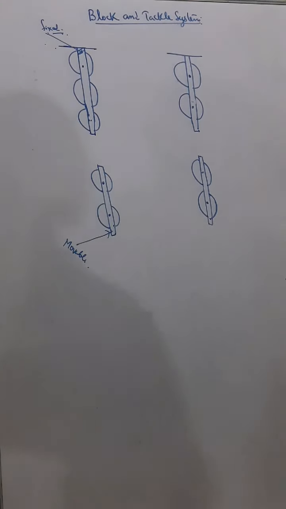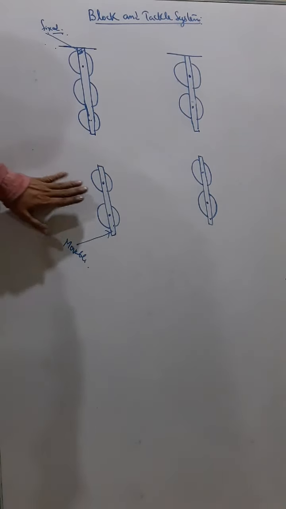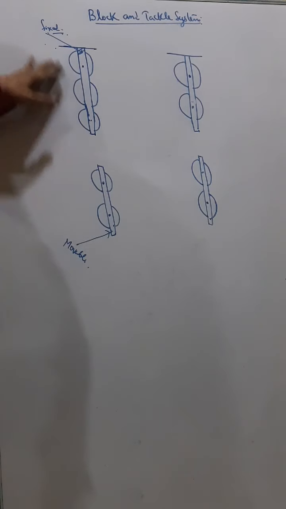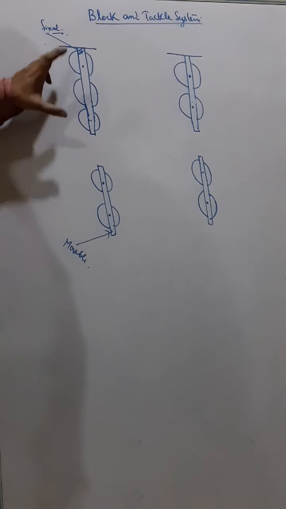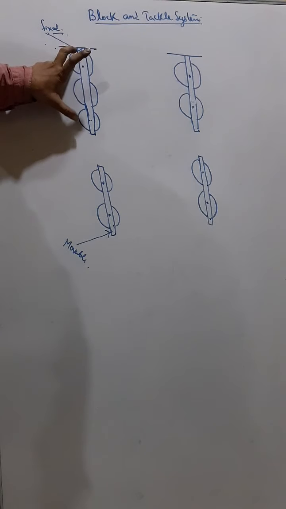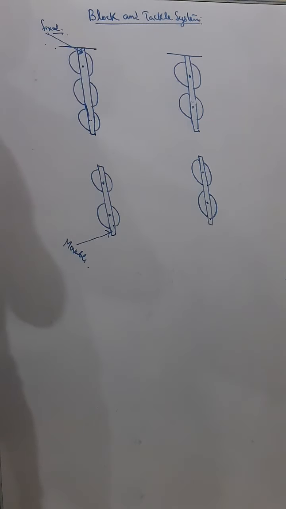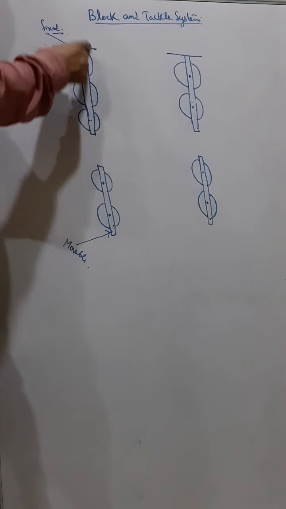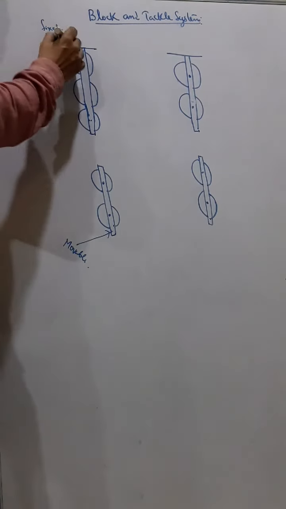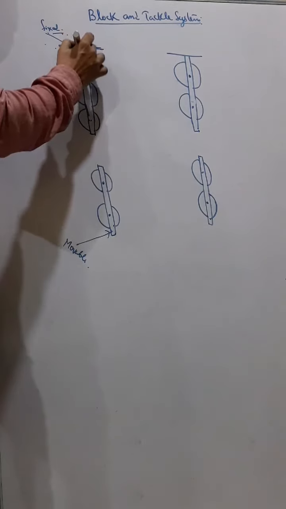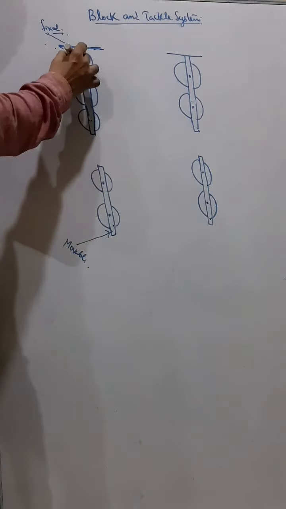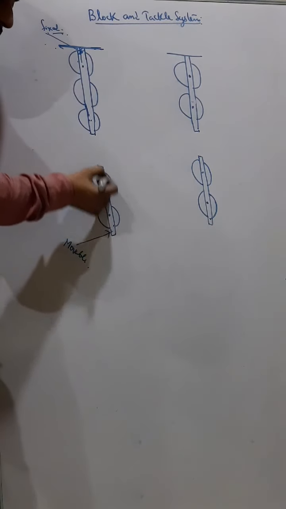Okay, now we'll do block and tackle system. Now block and tackle system is a combination of many pulleys, and the pulleys are in fact fitted in these wooden blocks. Now the upper block is the fixed block. Okay, so this is fixed. So this block is fixed. And the lower block is the movable block.